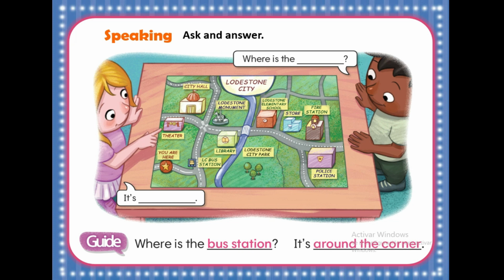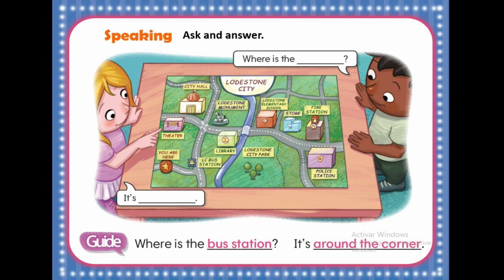preguntamos de la siguiente manera. Where is? Y solo voy modificando el lugar. Por ejemplo, where is the theater? Where is the library? Fíjense bien que todos estos nombres los tienen ahí en su pantalla y en su libro. Where is the police station?